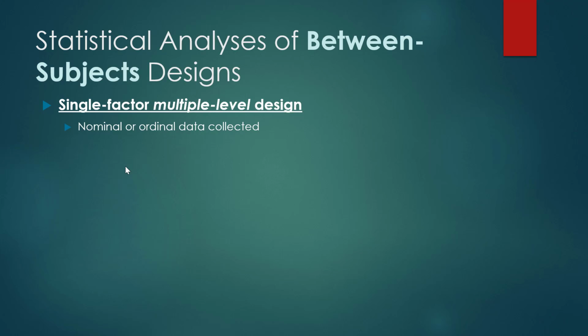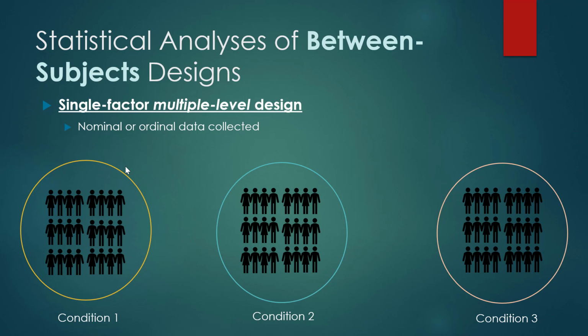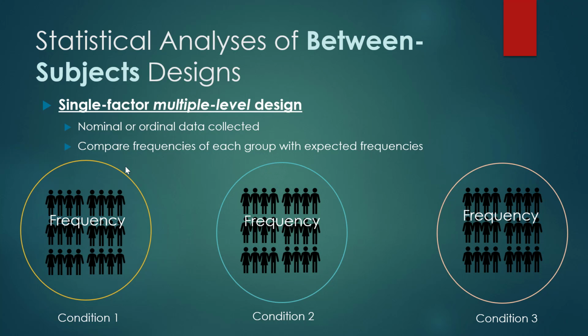Now going on to a between subjects design where we still have a multiple level design. We have more than 2 levels in our research design, but the data is collected on a nominal or ordinal level of measurement. So again, we can't compare the means for these 3 groups because we can't get a mean for a nominal or ordinal level of measurement. Here we're going to compare the frequencies of each group with the expected frequencies again. And this would be done most likely using a chi-square analysis.